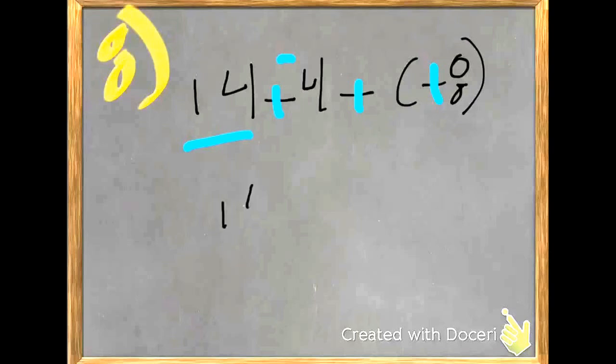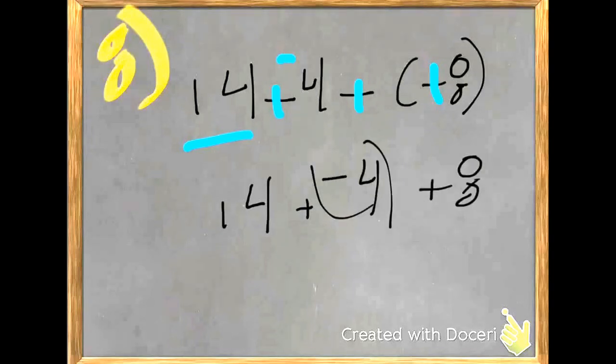So we now have 14 plus a negative 4 plus 8. That should be an 8. So I kind of want to add these two together first because 14 minus 4 is easy. That's 10. And then I can add the 8 and get 18.